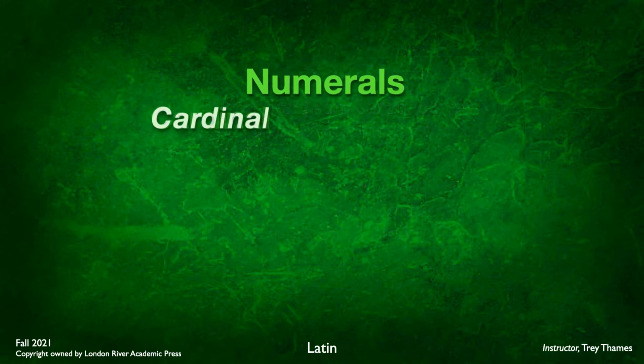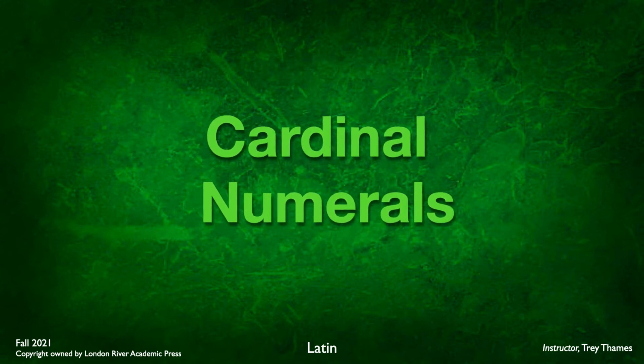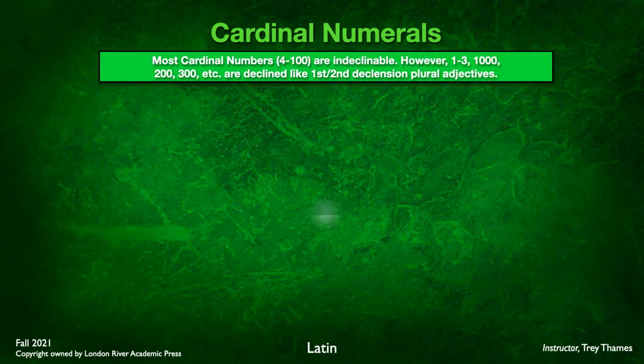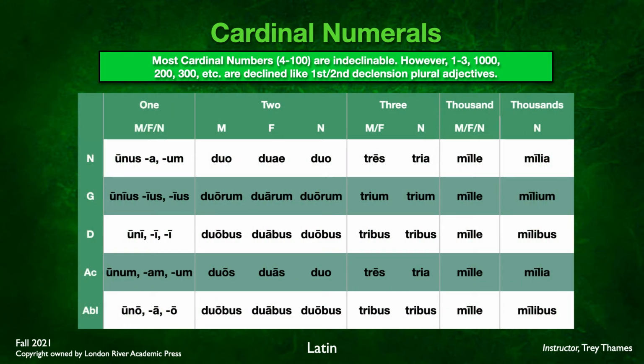So let's look at our cardinal numbers first. Now, most cardinal numbers are indeclinable. The form that you have in the glossary, the lexical form, will be the same whether it's describing a masculine, feminine, or neuter noun, regardless of whether it's singular, plural, or no matter what case it is in. There are a few exceptions to these rules. Here are a few of them here.